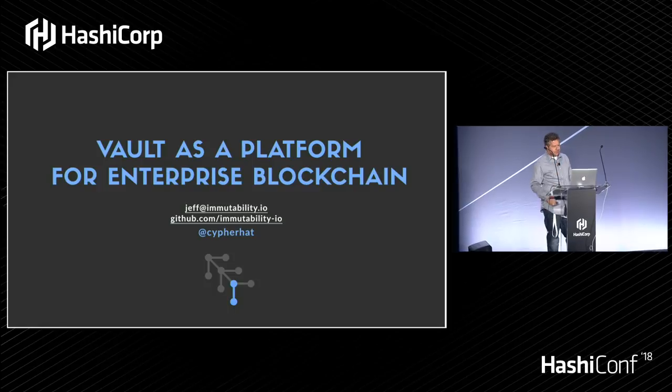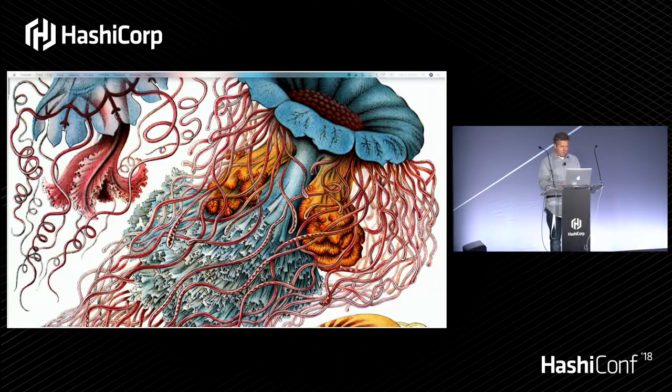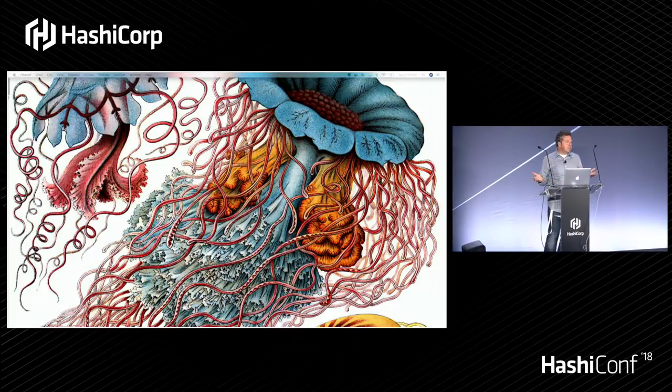But first, two things. If you're at all like me, you might want to play along while I'm talking. And to that end, you can go to my GitHub, immutability-io. Let's go there. If you go clone the Vault Ethereum plugin repo and go into the helper directory, there's a set of scripts that will install Vault and the plugin exactly the way I'm demoing it here. If you have Keybase and JQ, you can use these scripts as is. If not, you'll have to muck about.